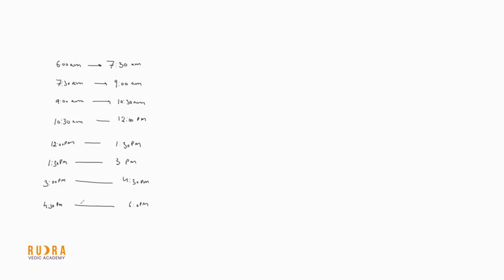Simply take the sunrise time, take the sunset time and divide those hours into exact 8 parts, and then write this range that you see on the screen.